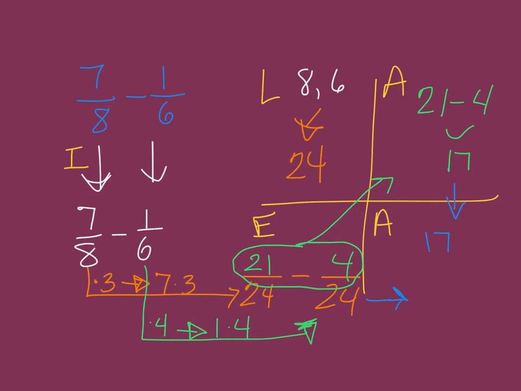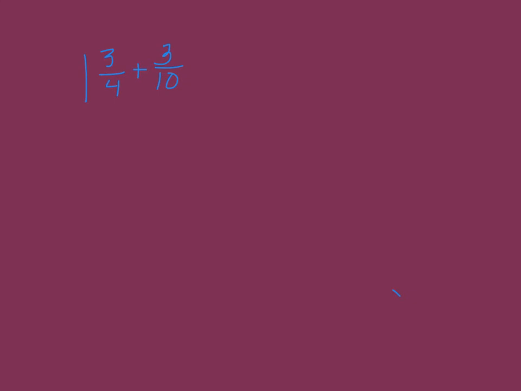the new denominator that I made, 24, and then it needs to be reduced. In this case, they don't share a gazinta, so it is already reduced. So my answer here is 17/24. Moving right along. Our next problem.